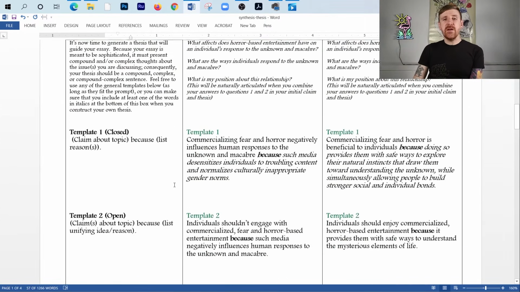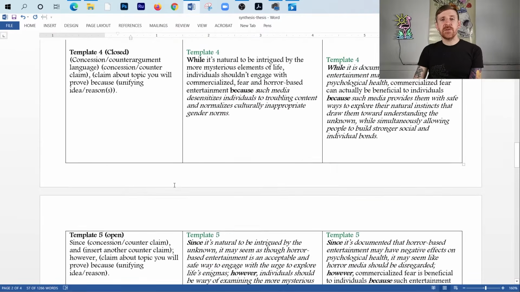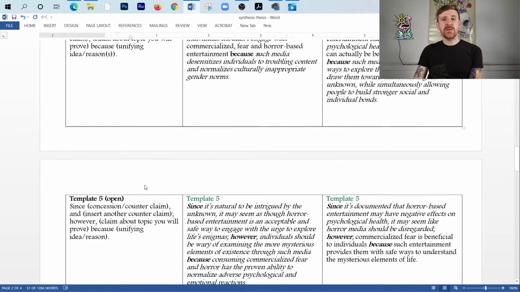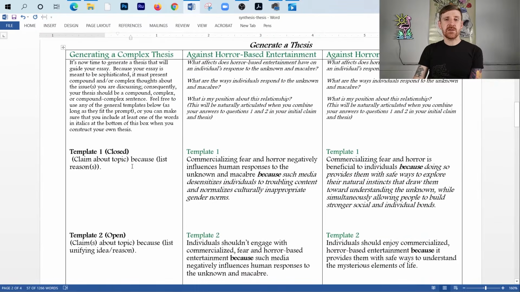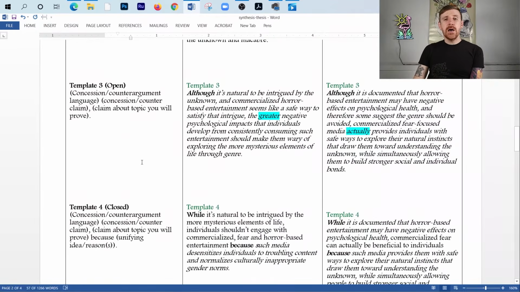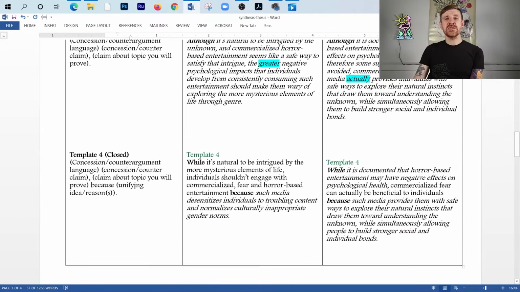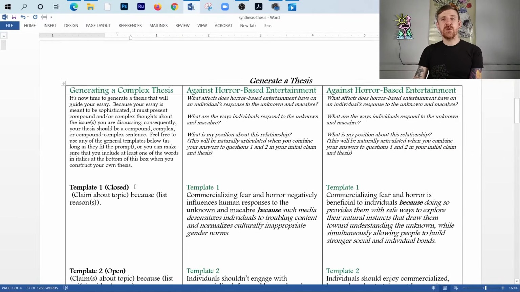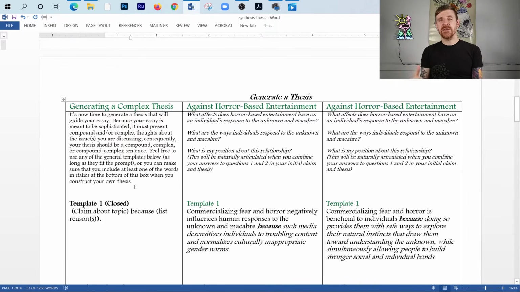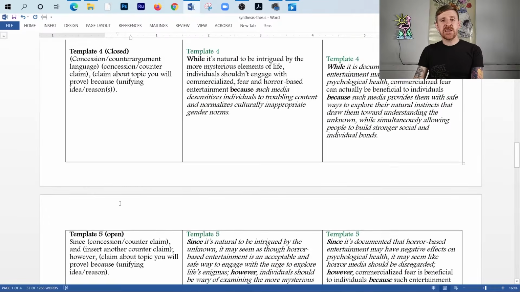So what I did down here is I actually have 5 templates for thesis statements, and they get more complex as they go through. Some of these thesis statements are closed and some of them are open. And I actually have a 6th one as well. Now you'll notice that these thesis statement templates are extremely similar to the ones from my argument prompt, and the reason why is because synthesis is just argument with sources. But I did add a 6th one here today.